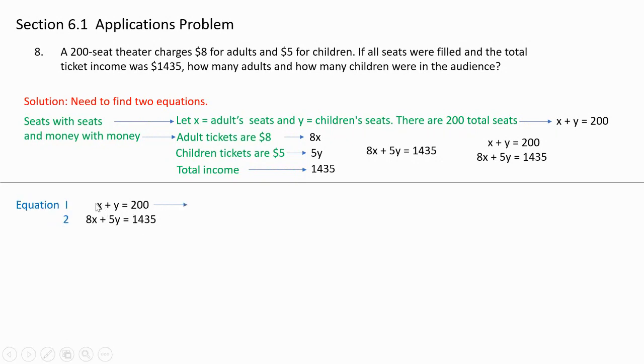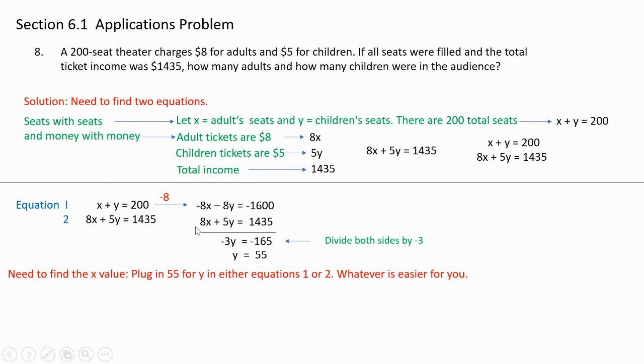So here I'm going to get rid of the x's by multiplying the first equation by -8. -8 times x will give us -8x minus 8y equals -1600. And equation 2 stays how it is. So after we do the operation, it's going to give us -3y equals -165. We divide both sides by -3, and the result is y equals 55. So I found the value for y. Now I need to find the value for x. Remember that the y represents children's tickets, and the x represents adult tickets.